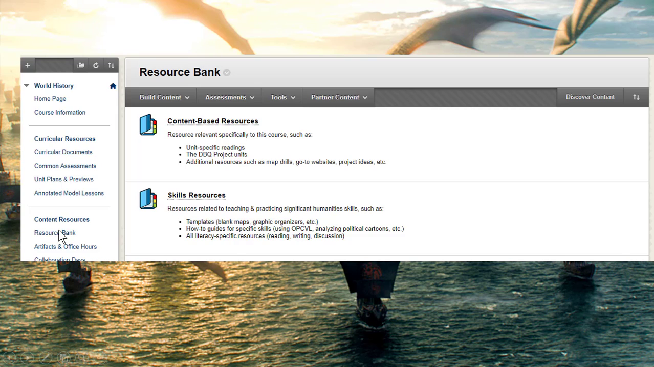So if you go to Resource Bank, most things I put in this content-based resource section. We'll go over specifically on Collab Day kind of how to find that and navigate it. But if you take some time to look at it now, just reach out if there's anything you can't find.